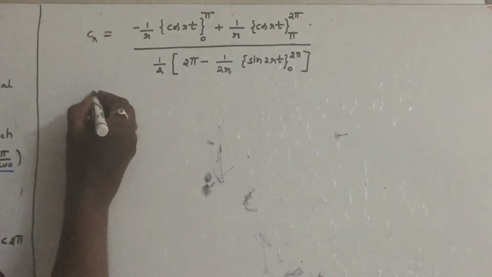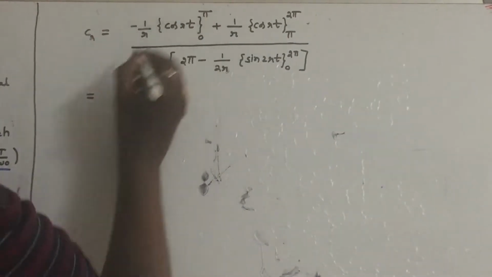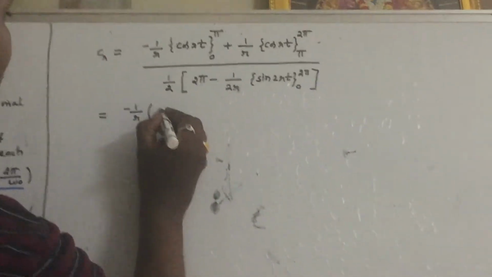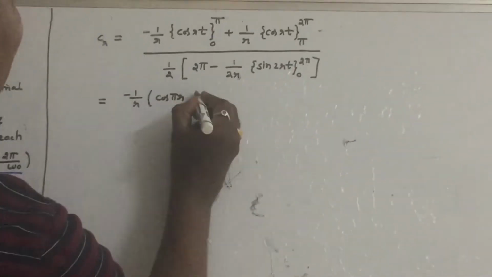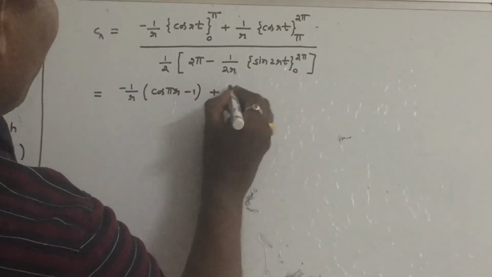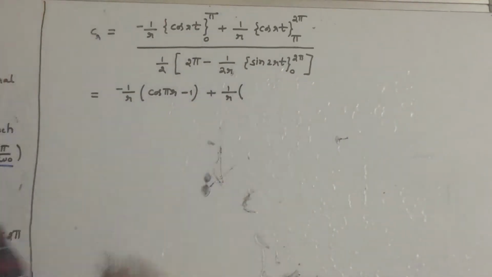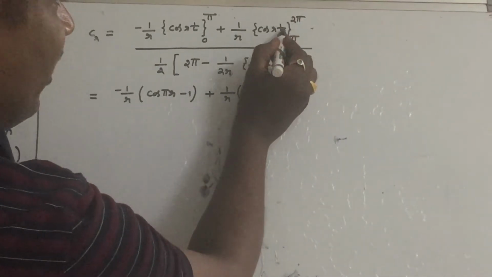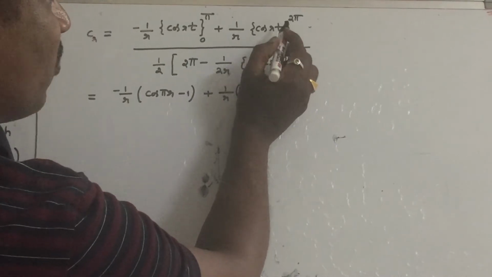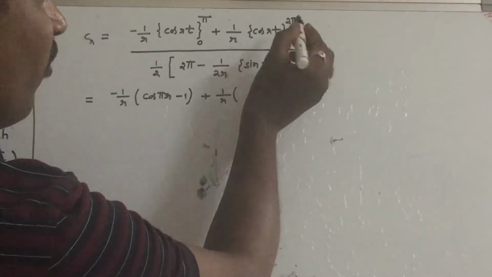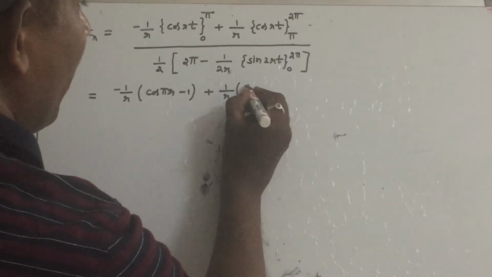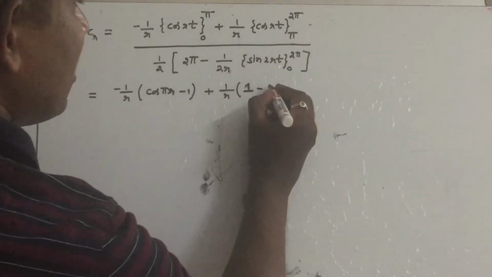So we are finding the component values. Therefore you can see that minus 1 by r, what is the numerator? Cos pi r minus cos 0, which is 1, plus 1 by r into, if you substitute in place of t, cos 2 pi r is 1. So if you substitute any value of r, cos 2 pi r is always 1. Cos 2 pi r value is always 1, minus cos pi r.